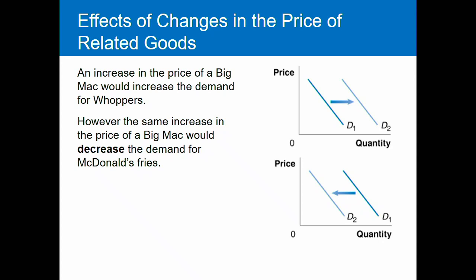And if there was a decrease in the price of Big Macs, you're going to see the demand curve shift to the left for Whoppers because now it's relatively cheaper to buy a Big Mac. And you would see the demand curve shift to the right. It would increase for McDonald's fries if we had the price of a Big Mac decreasing.